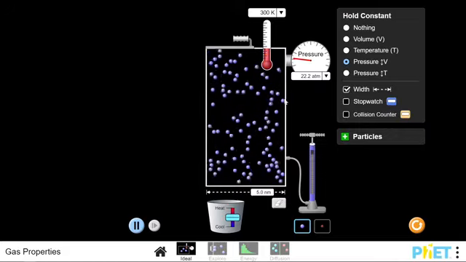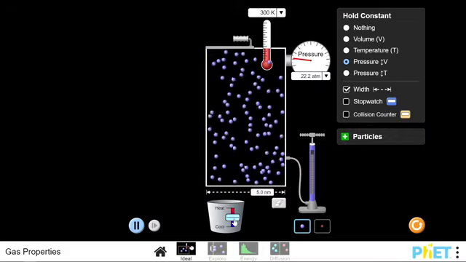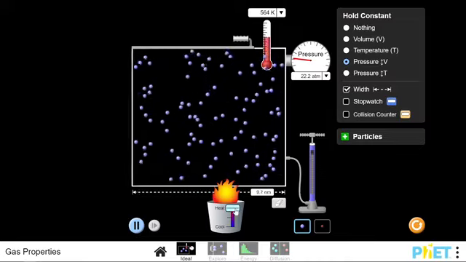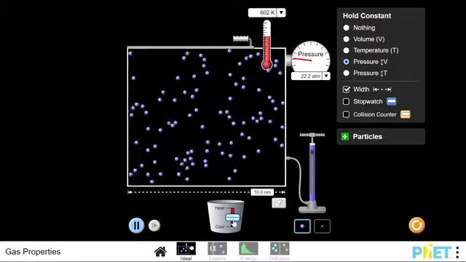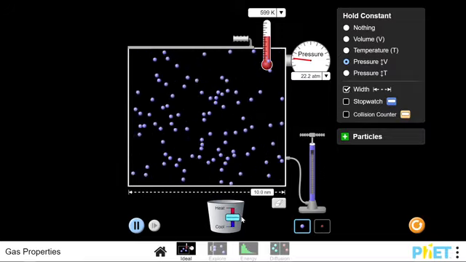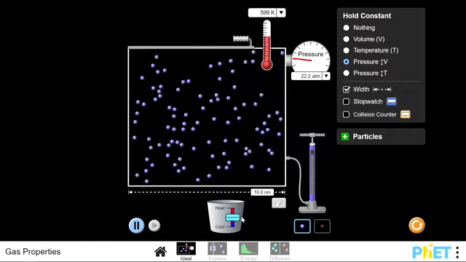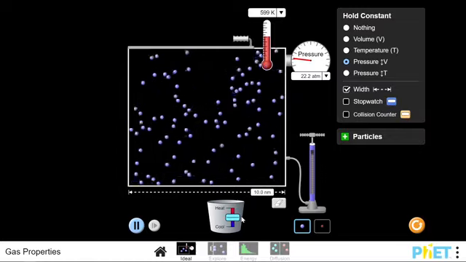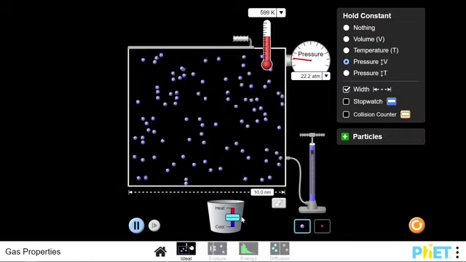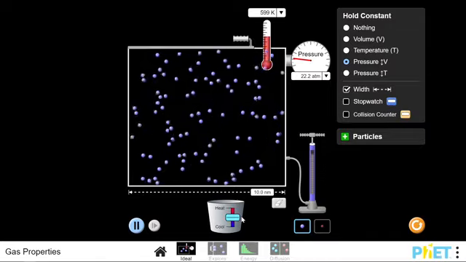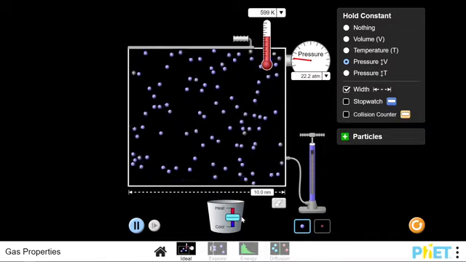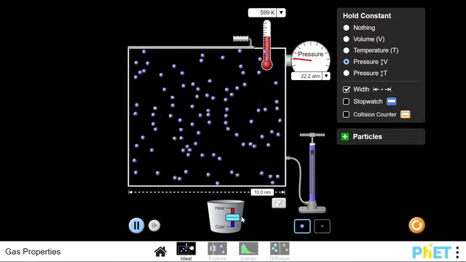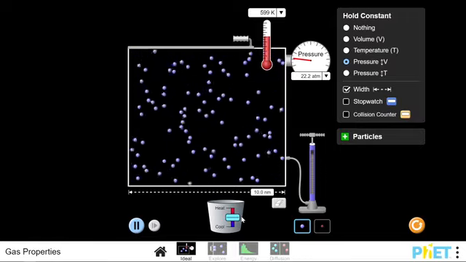Okay, so what if I heat this up to, let's say, so I've doubled my temperature in K. So I'm now up to 600 K. My pressure has been kept constant. What is my volume? Looks like it is twice what I started with. So if I double the temperature, I also double the volume. This is telling me that volume and temperature are directly proportional.